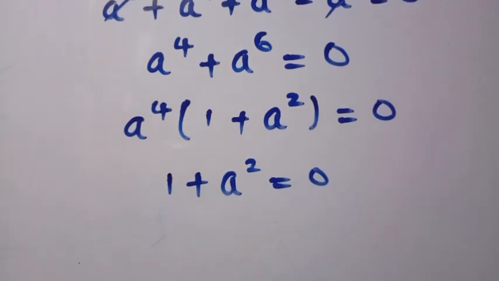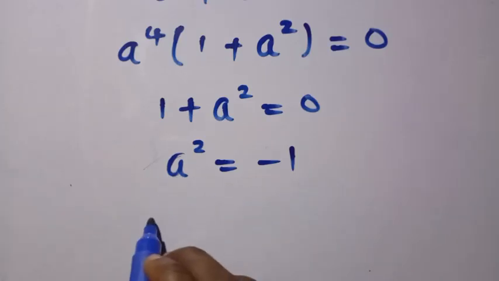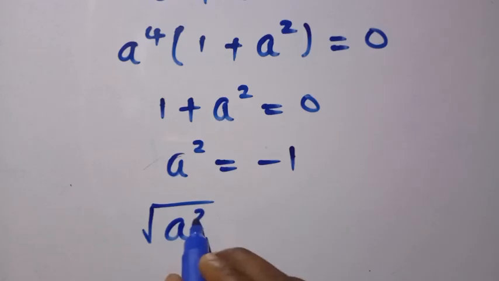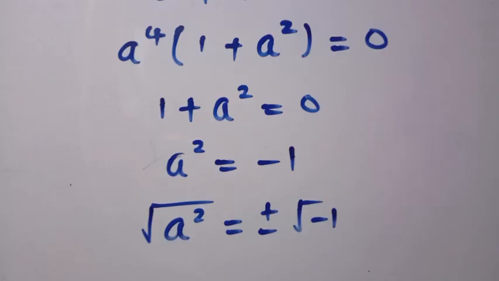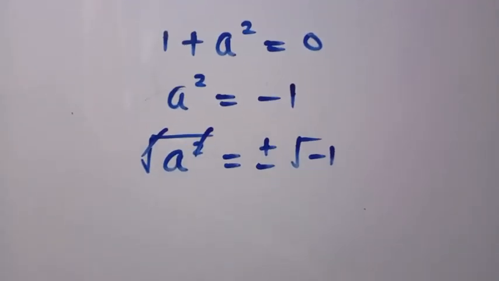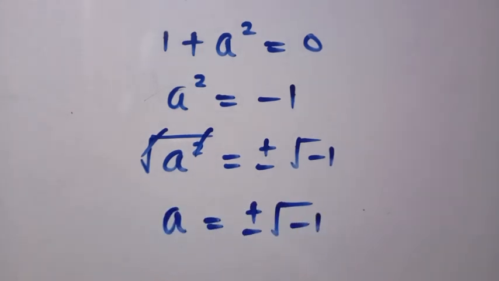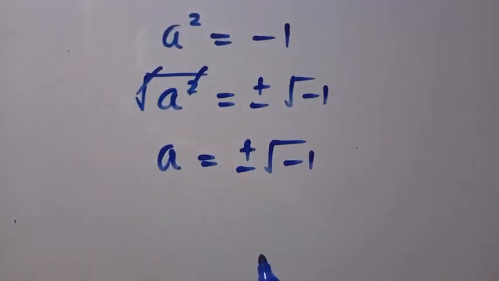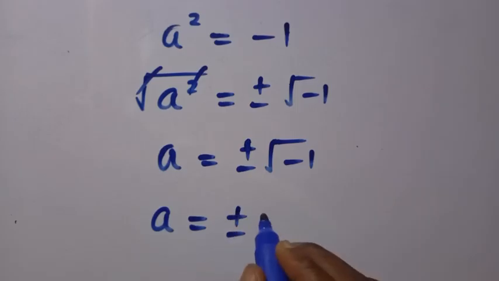So let's transfer the 1 to the other side. We have a raised to power 2 equals minus 1. This is very interesting because when we take the square root of both sides, we have the square root of a squared equals plus or minus square root of minus 1. So from here, the square root and the square cancel, and we have a equals plus or minus square root of minus 1. But square root of minus 1 here is an imaginary value. It means our a equals plus or minus i.